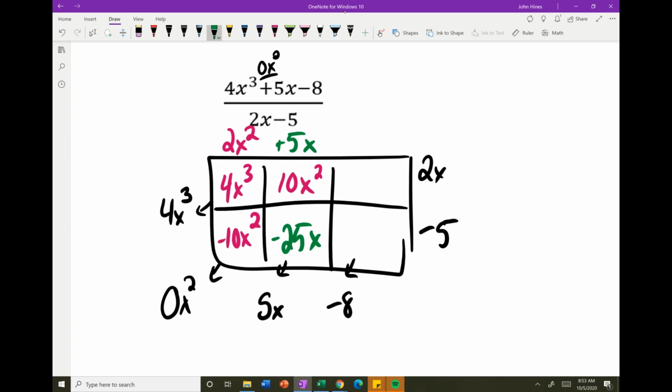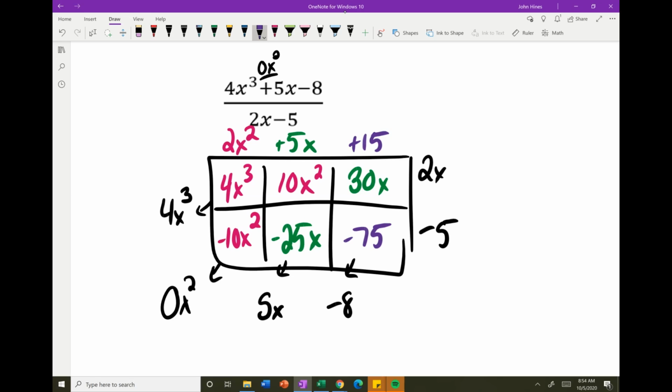Get negative 25, but I need positive 5. So if I'm at negative 25, I've got to go up 30 floors to get to positive 5, which leaves me with a 15, negative 75. Oh, this is tough here. I'm at negative 75. I have to end up at negative 8.